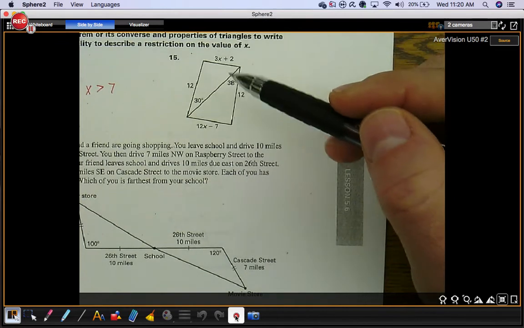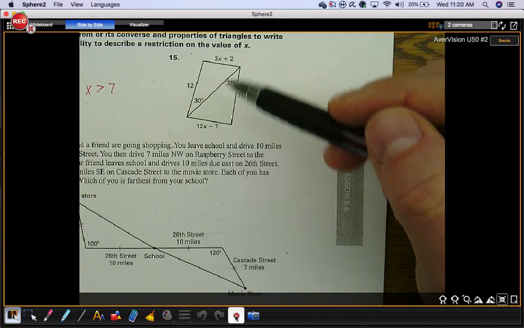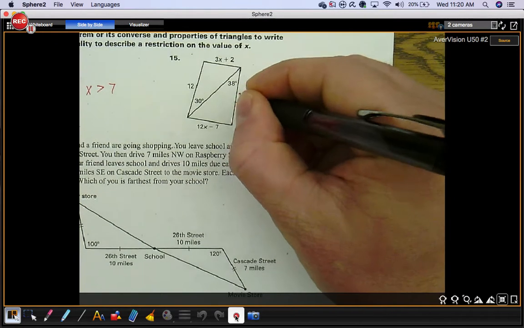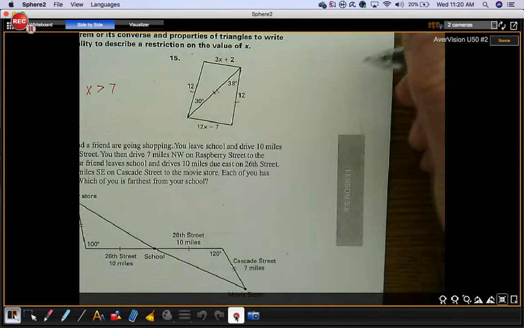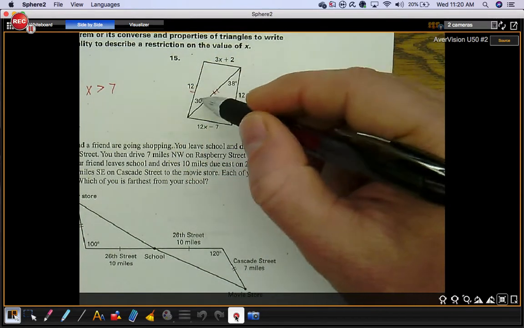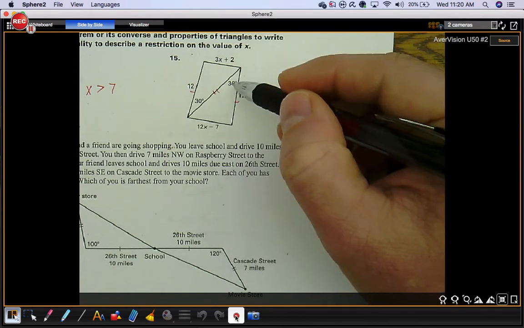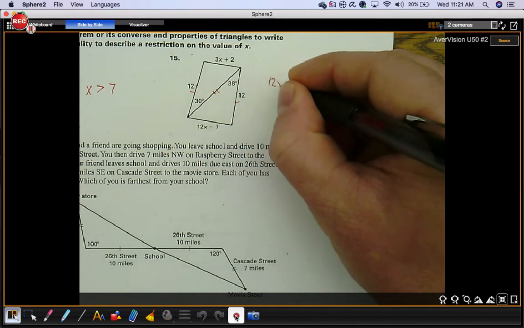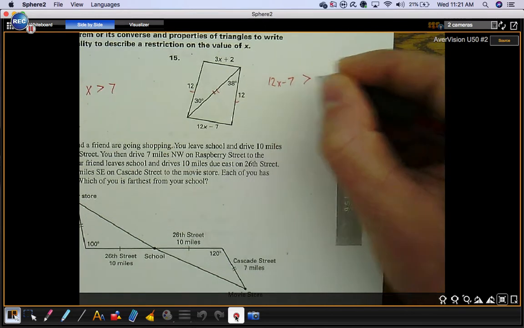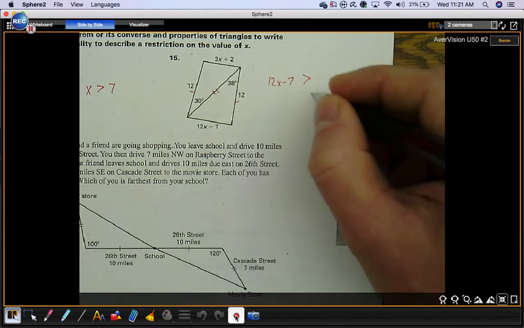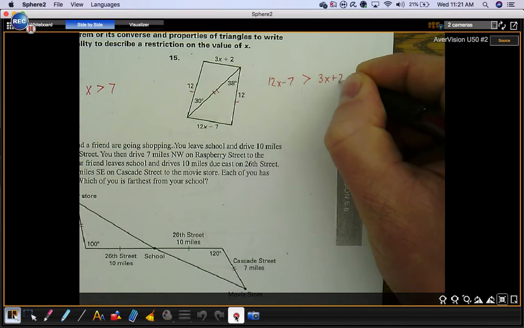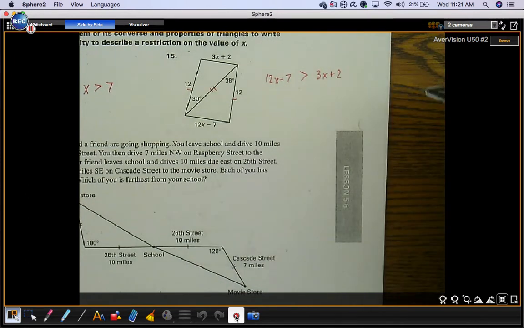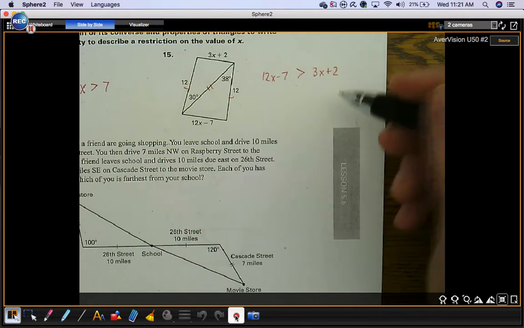15 is a little bit different because we don't just have an x, now we have an expression. But we do have two pairs of congruent sides and we do know the included angles. This angle is bigger than this angle, so this segment that's 12x minus 7 must be bigger than this one, 3x plus 2. Now that's just an inequality. It's going to behave just like an equation when you go to solve it.